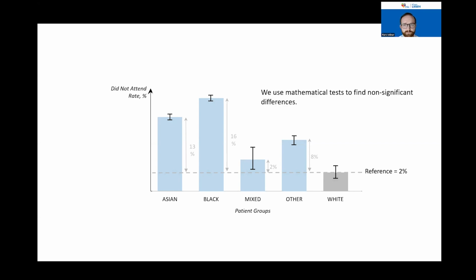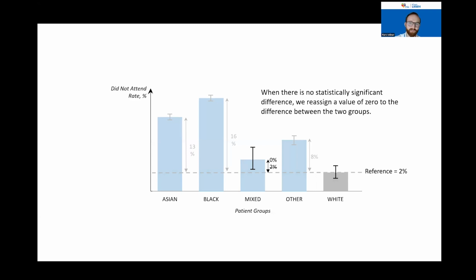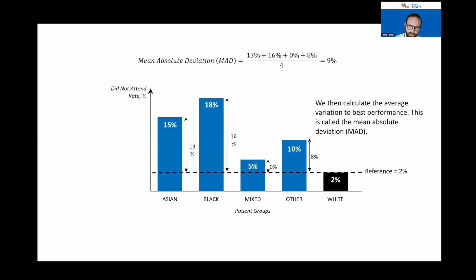So a big part of this is around using mathematical tests to find any differences that may not be real and are just more of a sampling error. You can see here there's an overlap between white and mixed, which suggests that this may not be a true difference, more just a sampling error within the data. So what we do off the back of that is, while there is a difference between the averages, we count this as 0 to make sure that we're not incorporating differences that aren't really real and are more of an aberration of the data itself. So if we move forward, you can see we've got that 0% in here.